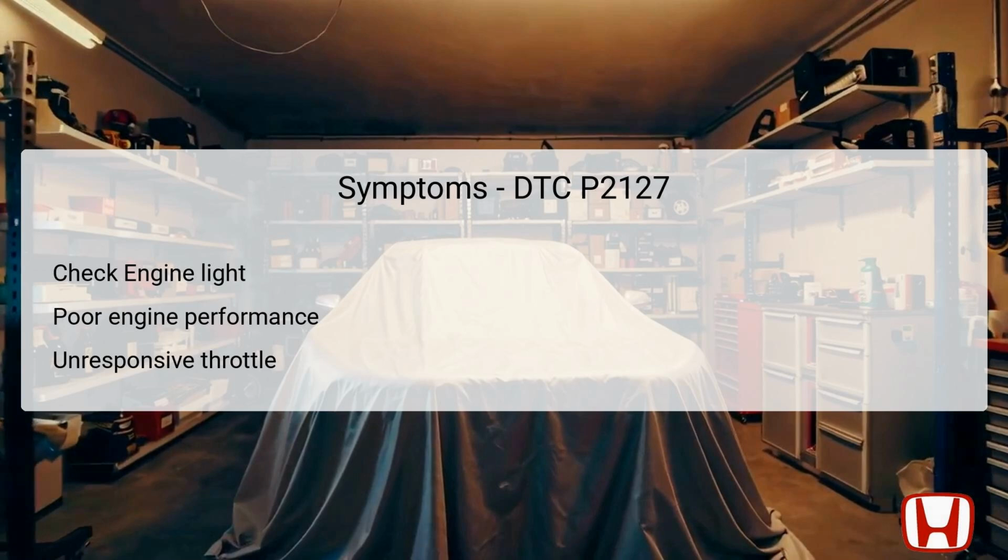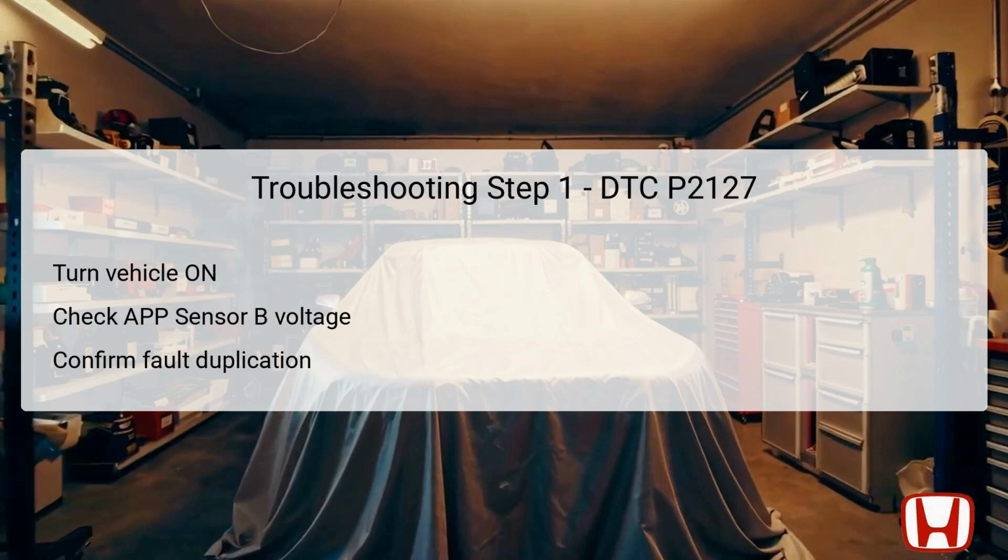Unresponsive throttle behavior can also occur when the APP sensor fails to relay accurate data, leading to a frustrating driving experience. These symptoms directly affect the vehicle's drivability, making early identification and troubleshooting essential to ensure the safety and reliability of the Honda Civic. The first troubleshooting step for DTC P2127 involves verifying the problem through a systematic approach.